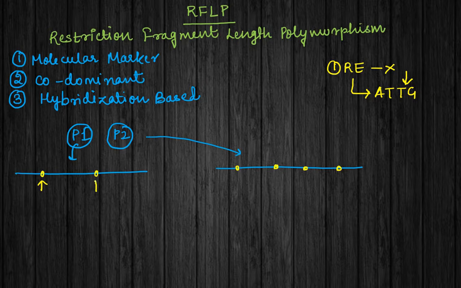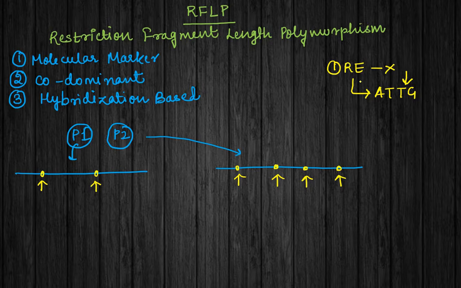One site is this and one site is this, and the second person is having a site at this area, this area, this area, and this area. So in this way we have understood how the sites are going to vary, right? So the word itself is saying restriction fragment length polymorphism.